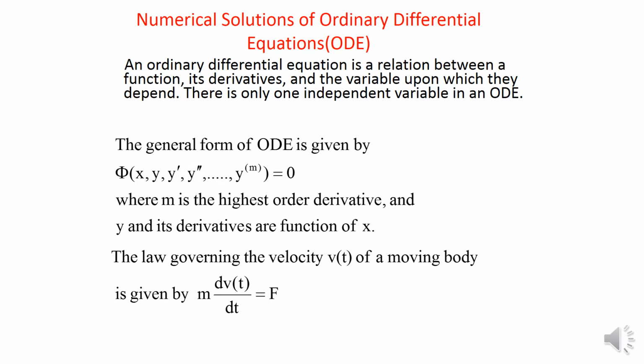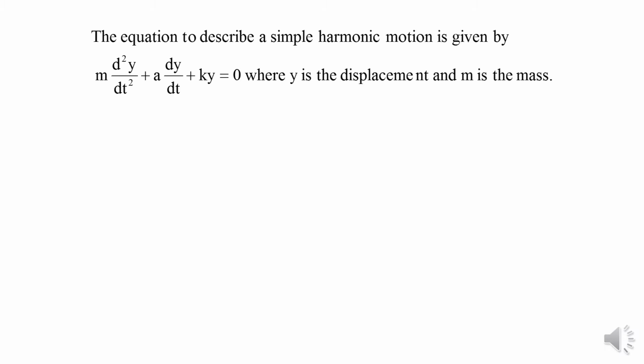Now this is an example. The law governing the velocity v(t) of a moving body is given by m dv upon dt is equal to f. So this is an equation, and another example is the equation to describe a simple harmonic motion, given by m d square y upon dt square plus a dy upon dt plus ky is equal to 0, where y is displacement and m is the mass.